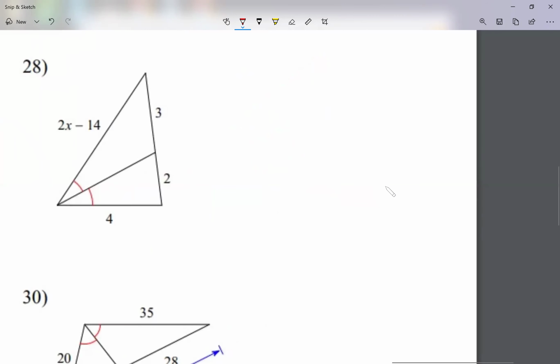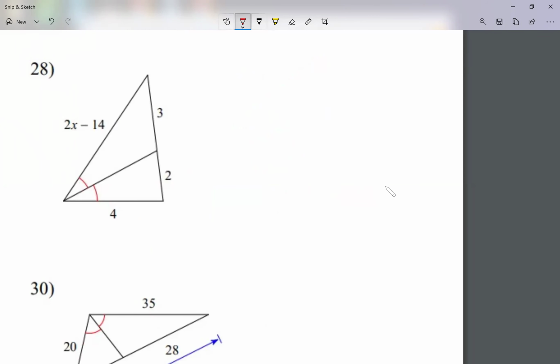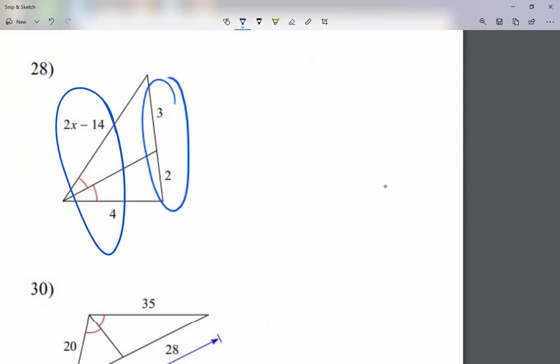Let's take a look at number 28. Again, I need all small pieces. What do you mean with small pieces, Mr. Leonzo? I don't need this whole side right here. I just need all the small pieces. I know these two go together and these two go together. But I'm going to pay attention to these two measurements. They come from the same fraction, from the same triangle. So I'm going to keep them both on the top.